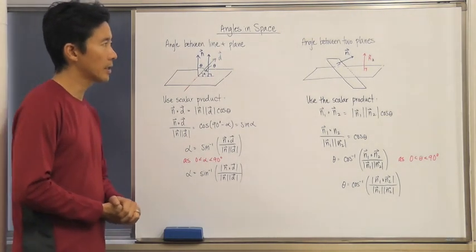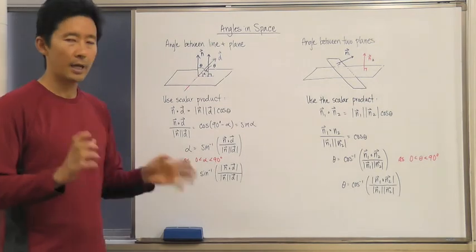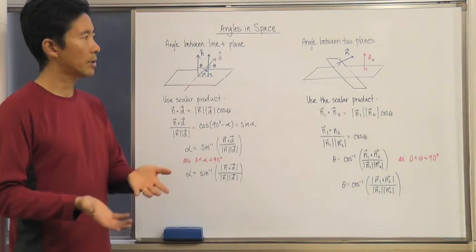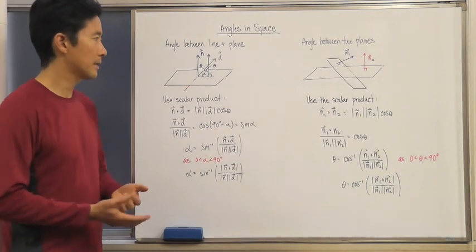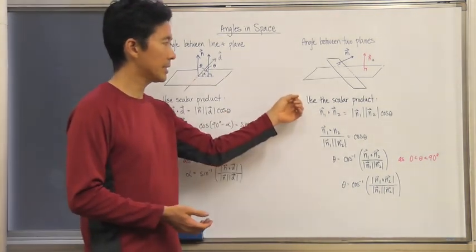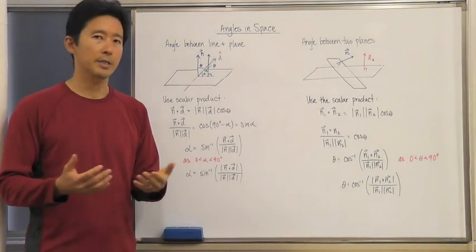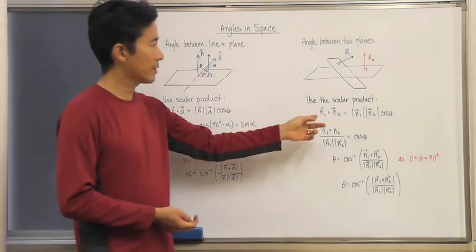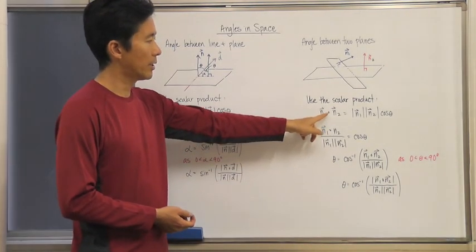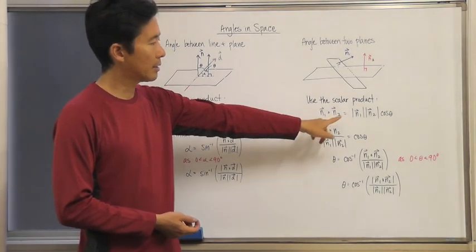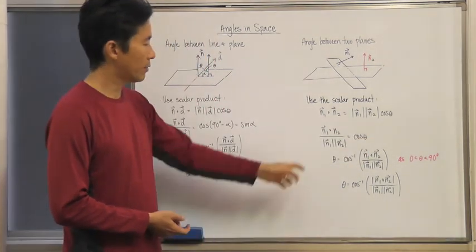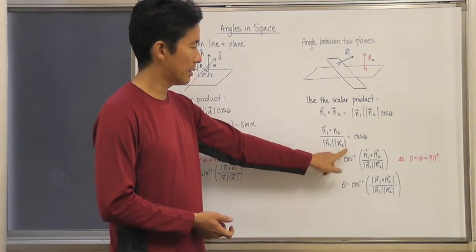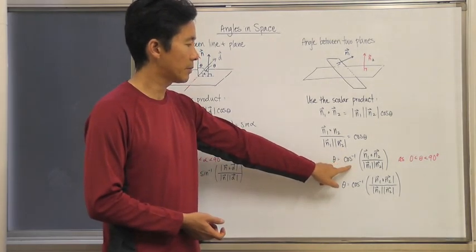Okay, let's take a look at the angle between two planes. The angle between two planes is a little bit different because we're going to be using the normals of the two planes. But again, we're going to be consistent in the sense that we're still going to use the scalar product to find the angle. So notice that we call the normals n sub 1 and n sub 2. If we dot those two together, we come out with this. And then if we divide, we come out with exactly this particular expression here. Take the inverse cosine of both sides.